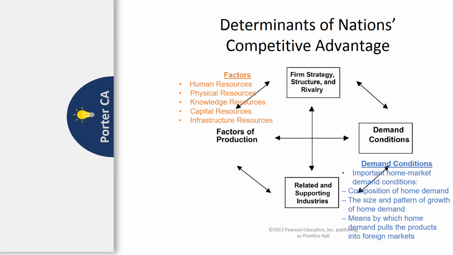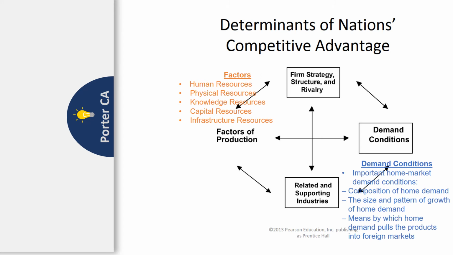Demand conditions include things like market size, market growth rate, and also the market sophistication. And another factor which can determine demand conditions is early home market saturation. Early home market saturation can encourage people to innovate to keep selling.